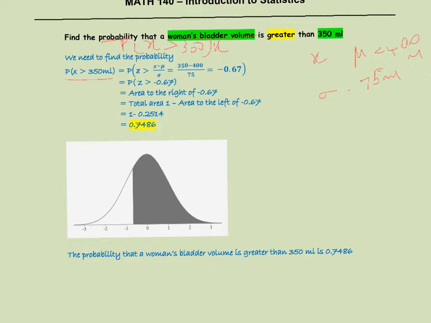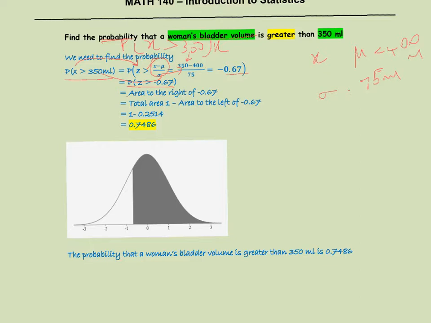Now we have to change everything to the standard units. So X changes to Z. 350 ml can be changed to its Z value by using the formula x minus mu divided by sigma. So that's 350, which is your x, minus 400 divided by sigma, which is 75, is equal to negative 0.67 if we use the calculator. So we're trying to find the probability that z is greater than negative 0.67.